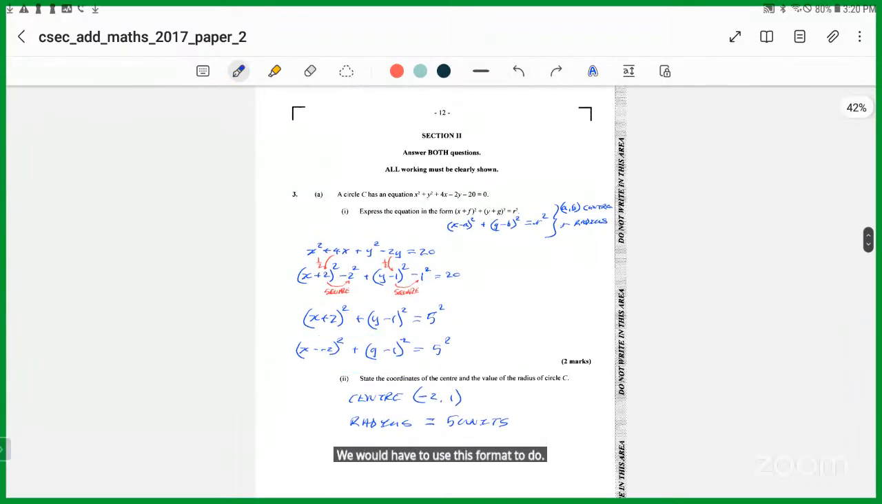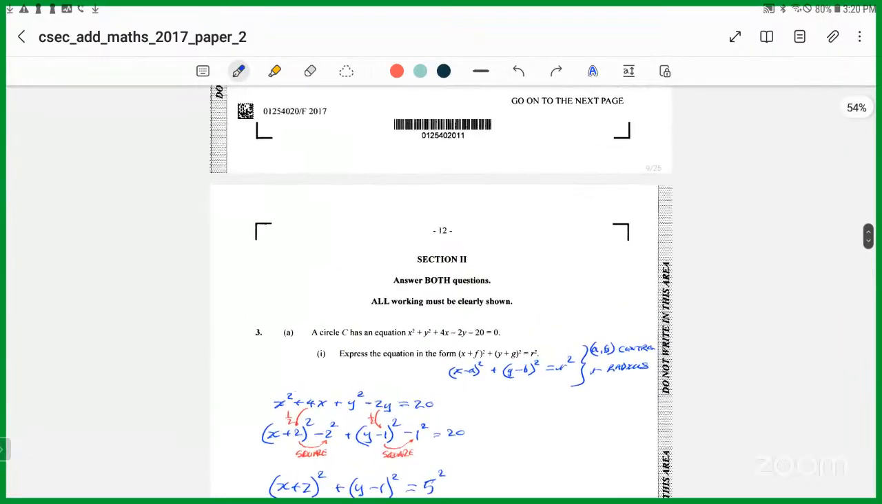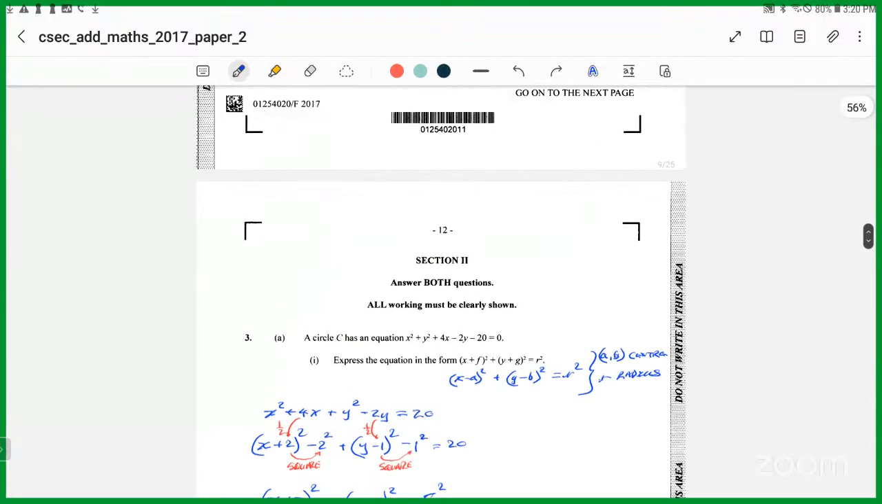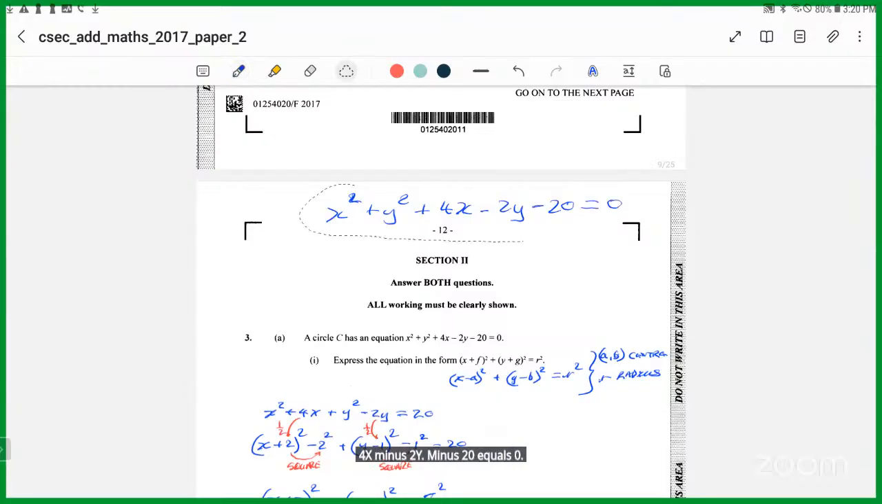So we can come up here. By the same equation, x squared plus y squared plus 4x minus 2y minus 20 equals 0. Let's copy this down so we can substitute.